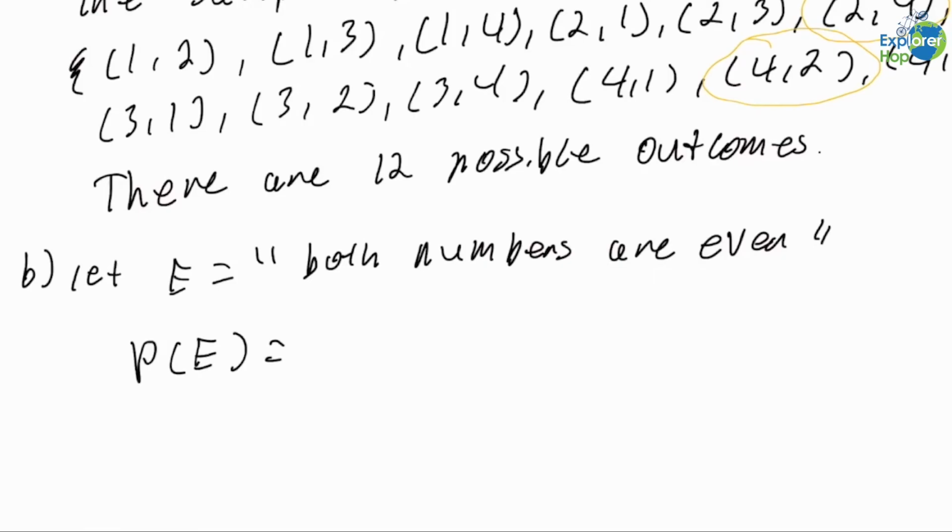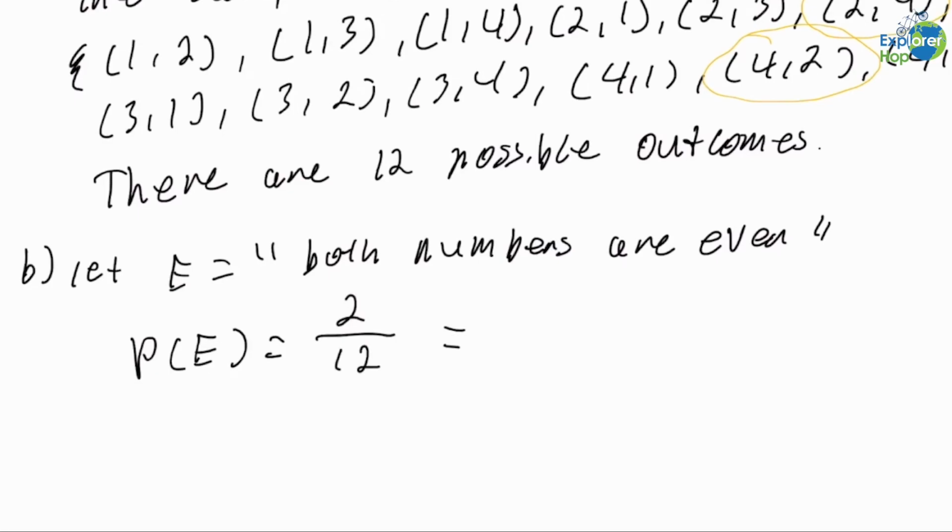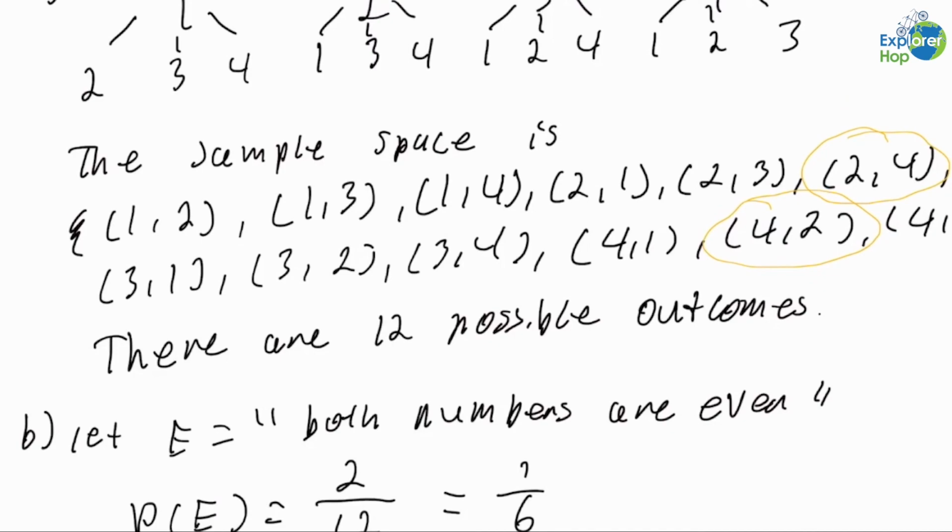So the probability of event E is therefore equal to the number of ways to have two even numbers, which is 2, divided by the total number of outcomes in the sample space, which is 12. And this, of course, is equal to 1 over 6. And that's the probability of event E.